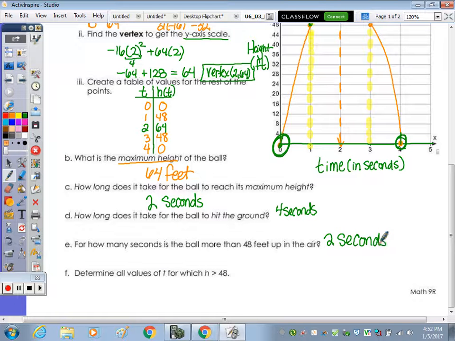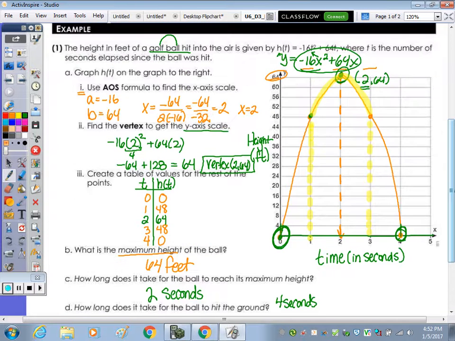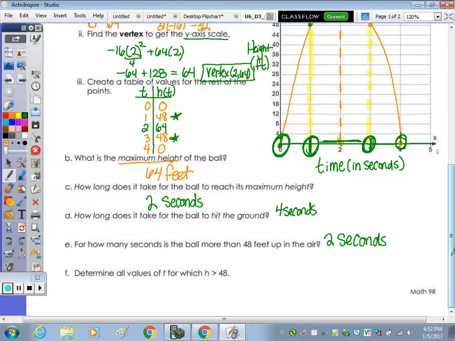And then last, determine all values of t for which the height is greater than 48. So that's this section right here that I just blocked off. At 1 second, okay, it was exactly 48, and at 3 seconds it's exactly 48, so it's between the 1 and the 3, but not including. So think about shading that on the number line. So it's all those values between, and the inequality for between would be, again, 1 less than t, which is our time, less than 3. We don't have the equal to lines on the inequality symbols because it's not including.